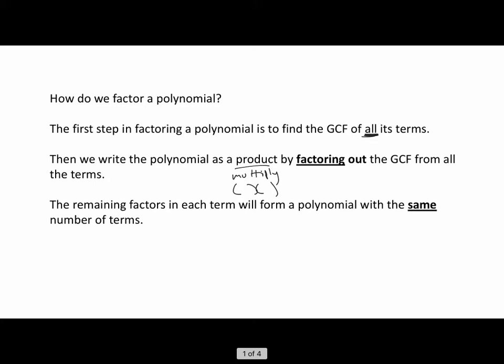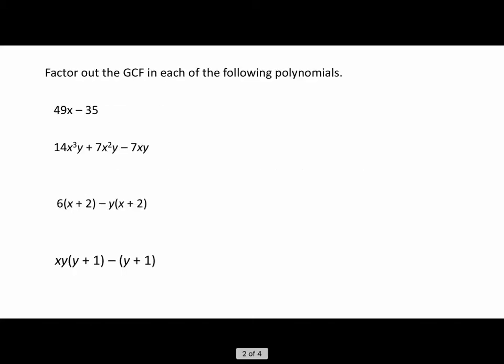The remaining factors in each term will form a polynomial with the same number of terms. This relates to dividing polynomials where you never lose a term. A term doesn't become zeroed out by division or multiplication unless 0 is part of that already. So let's factor out the greatest common factor for each of these polynomials.